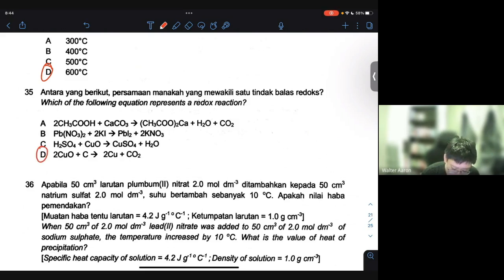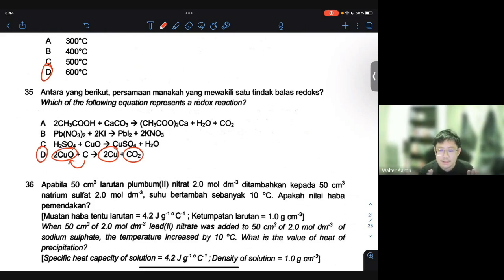So the answer here is supposed to be D. Why? Because you see here, carbon gains the oxygen to form carbon dioxide, and copper loses the oxygen to form copper. Very straightforward. For the rest, you can see that the charges of each and every ion do not change. All of them, A, B, C. But only D here has fulfilled one of the redox definitions.